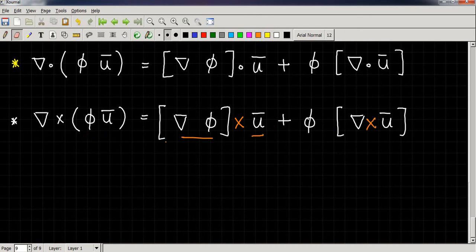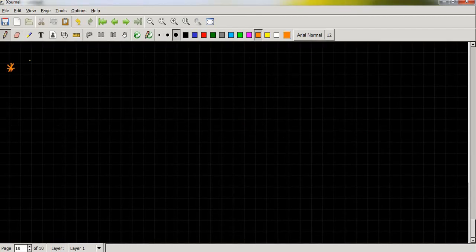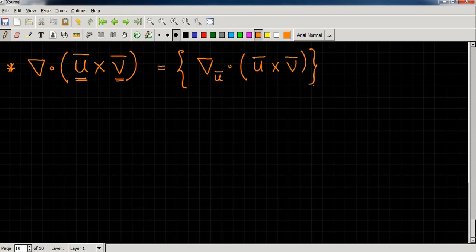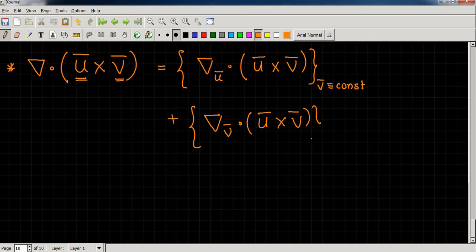So this is our u into v rule. Now we find the divergence of a product of two vectors. For simplifying this, we need to use the chain rule, which means we first differentiate with respect to one variable, treating the second variable as constant. So we evaluate this first, treating v bar as constant, plus we differentiate with respect to the second vector, treating u bar as constant.